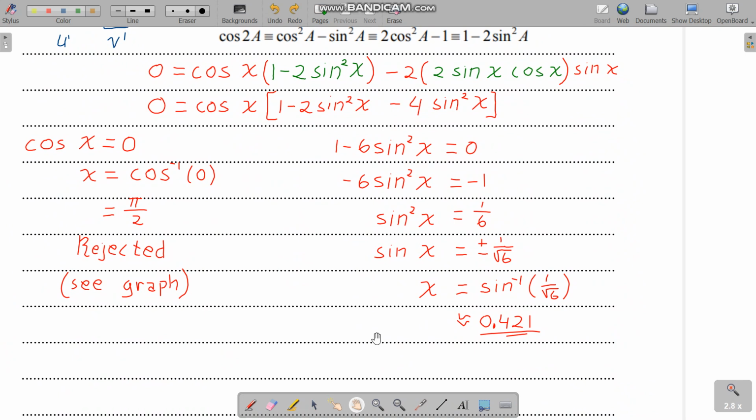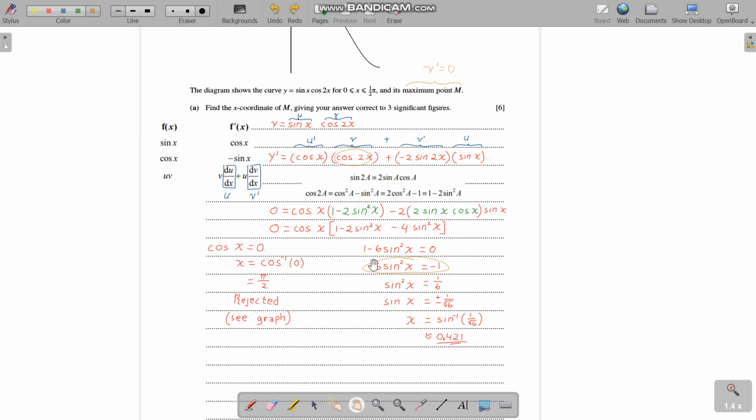And now for the 1 minus 6 sine squared x equals 0, we subtract 1 from both sides, divide both sides by minus 6, take the square root of both sides, we have plus minus. So we are using the positive because we need it in the first quadrant. So inverse sine positive 1 over root 6, we get the x coordinate of the stationary point.